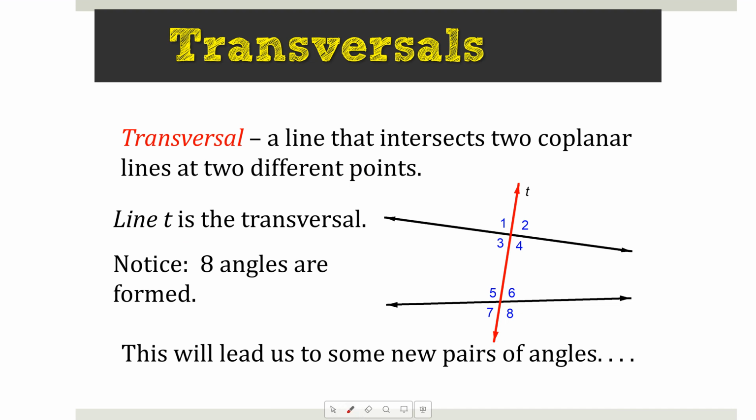So since that's one point of intersection, and that's another point of intersection, in order to get pairs of angles, we're going to pick one angle around 1 through 4, and we're going to pair it with an angle around the other point of intersection, 5 through 8.